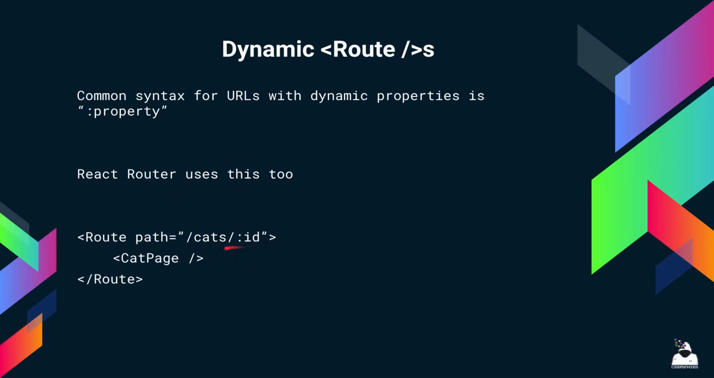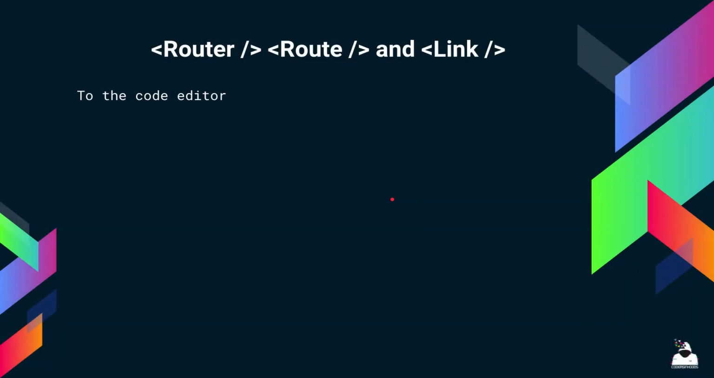So same as with other routers that you see on the backend or in Express or anything, you can define dynamic parts of the URL. And then, right, to the code editor.